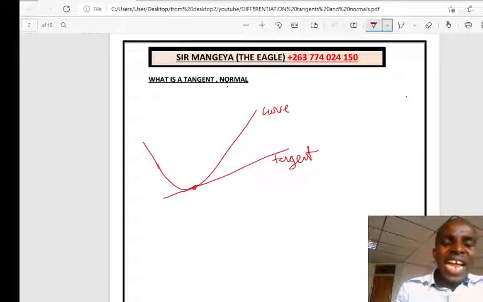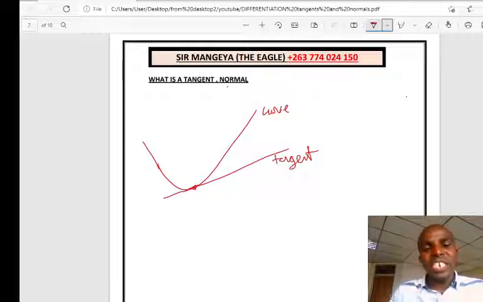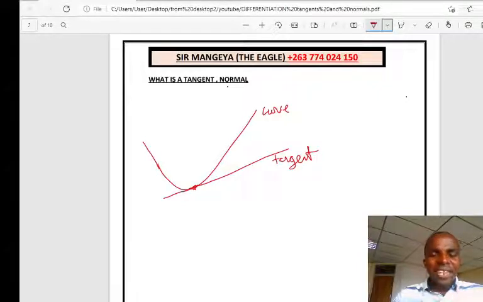Right, tangent, a line meeting the curve at only one point. That's called the tangent. Then, what's the relationship between the two? The relationship is gradient of tangent and gradient of curve is the same at that point of meeting or intersection. That's what you have to understand.